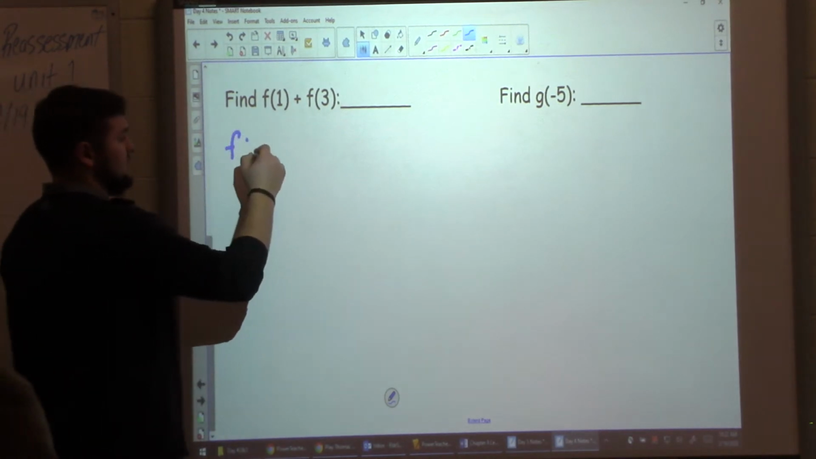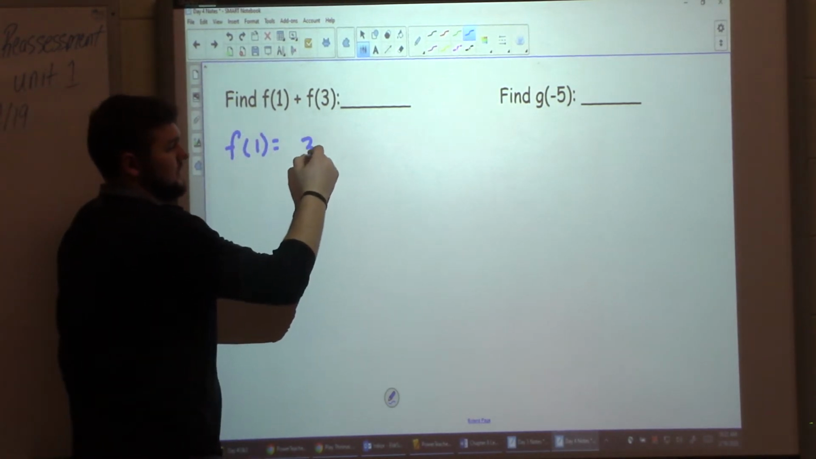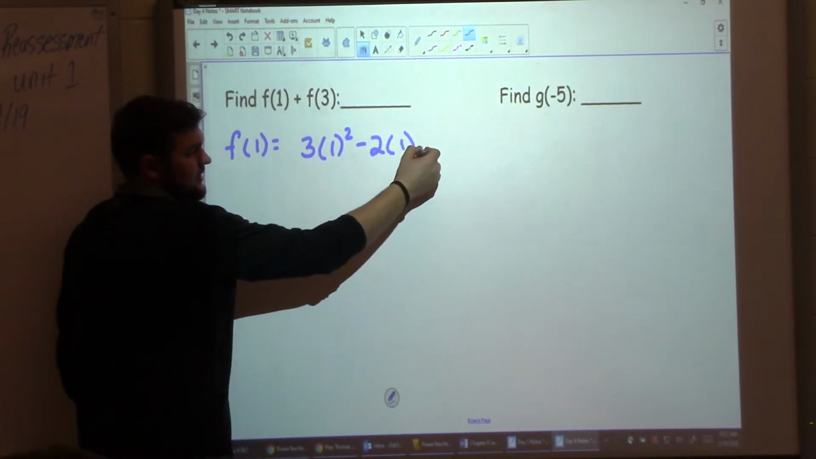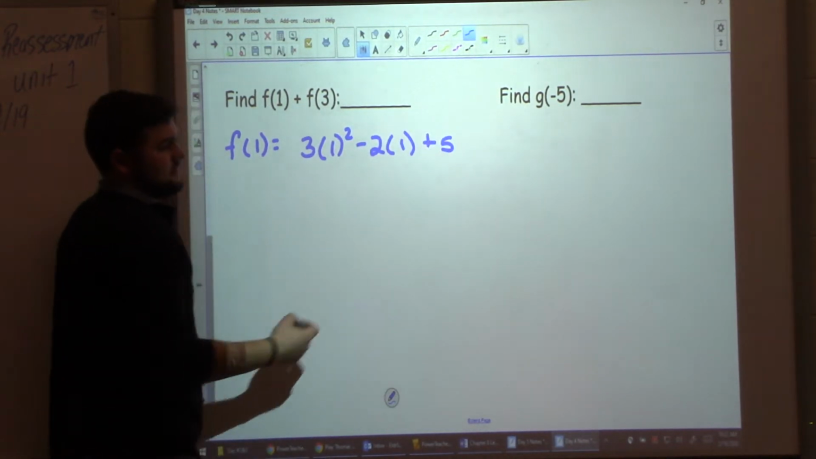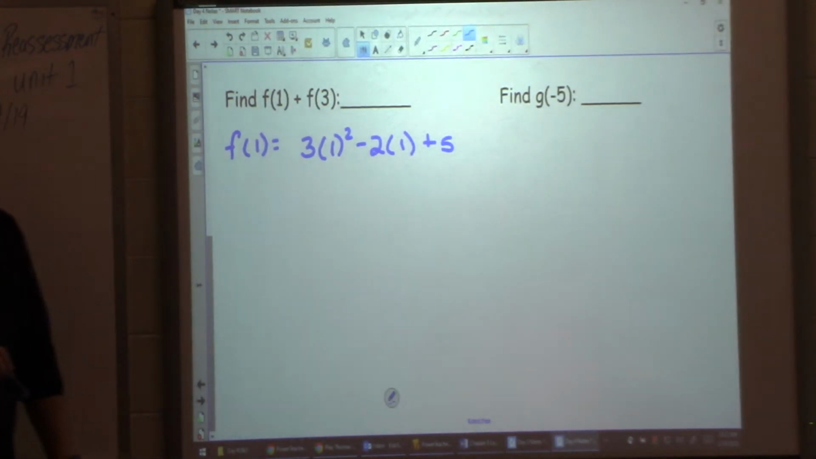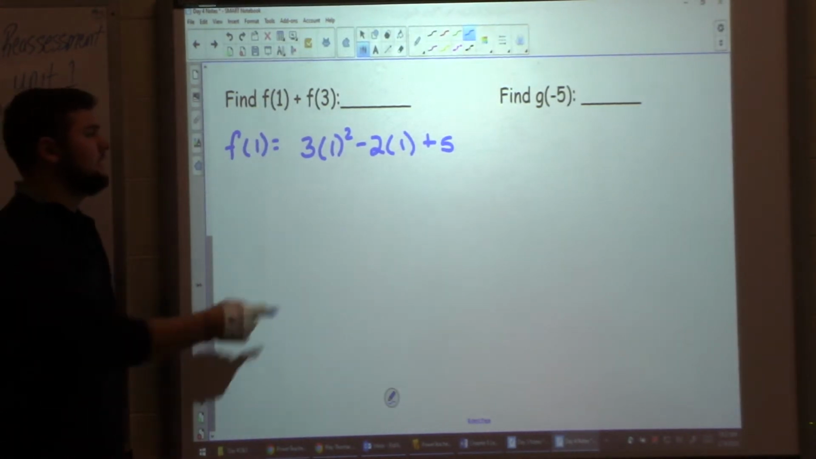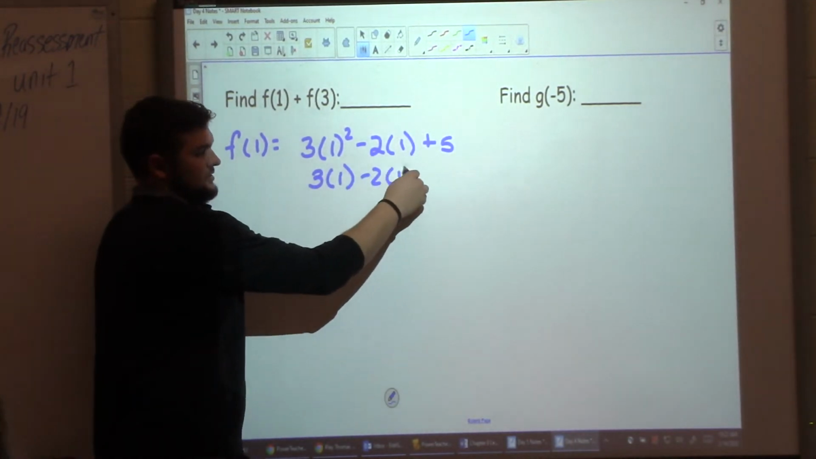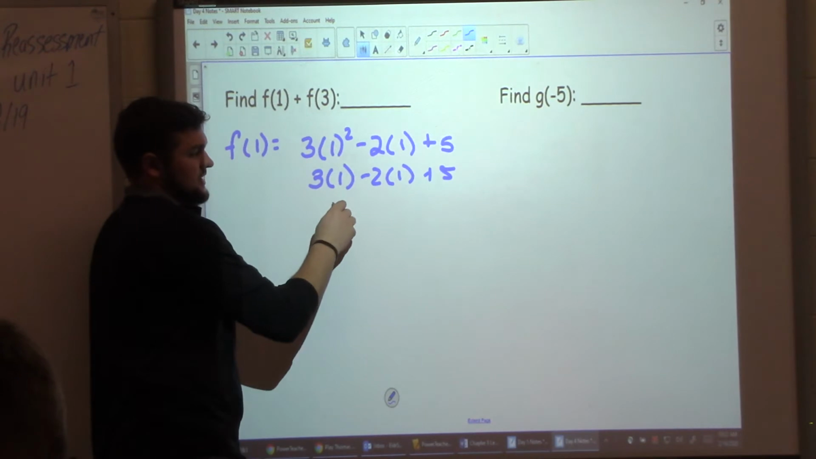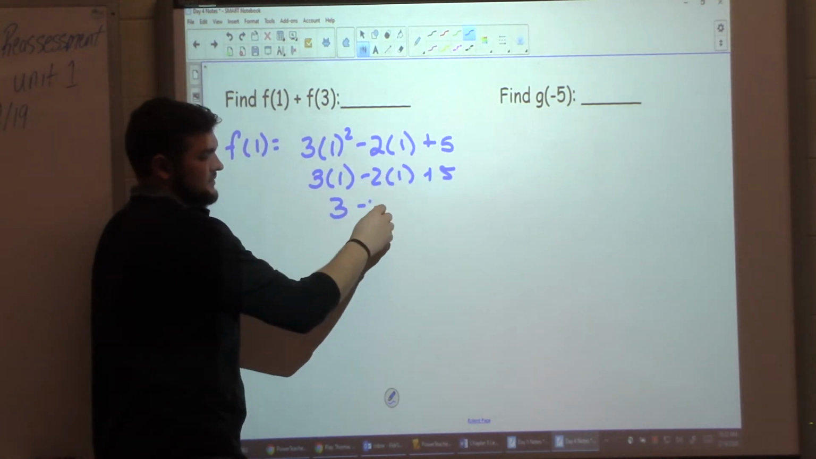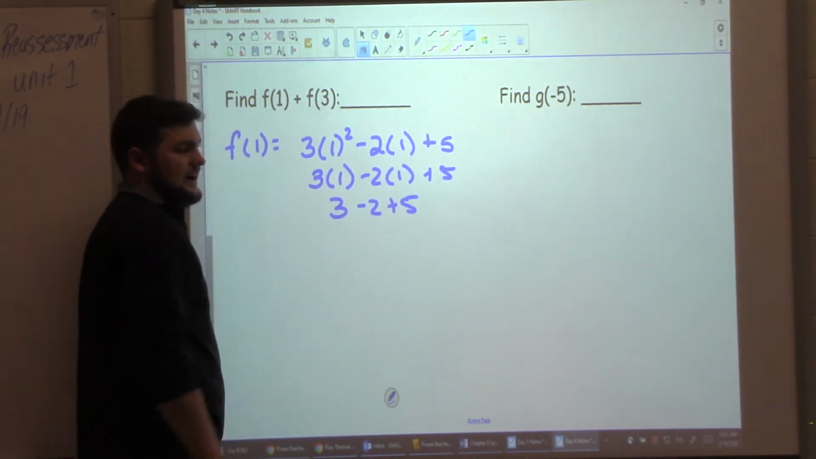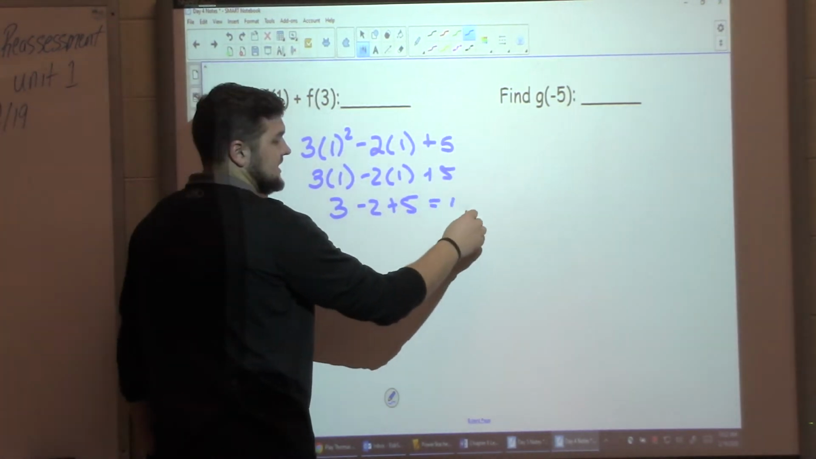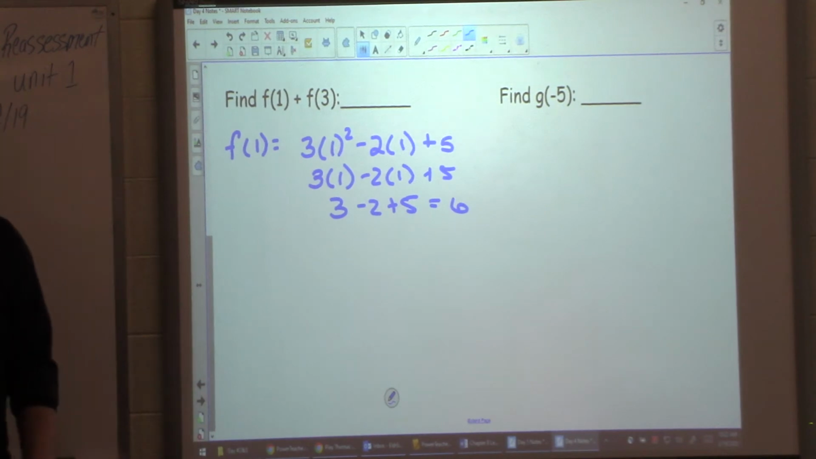F of 1. We get 3 times 1 squared minus 2 times 1 plus 5. What is 1 squared? 1. Minus 2 times 1 plus 5. Well, 3 times 1 is 3. -2 times 1 is -2 plus 5. So we get 6. However, remember, that's not your answer, so don't circle it, put it on the line.